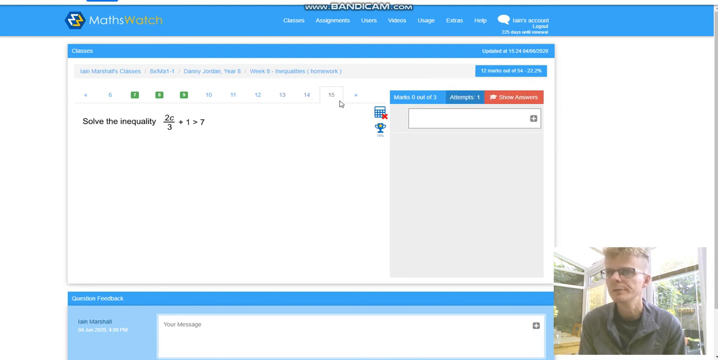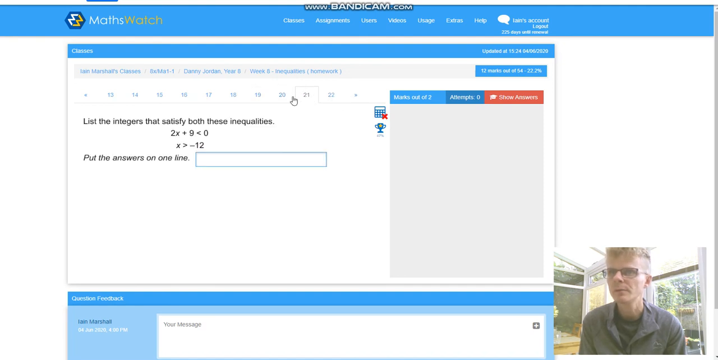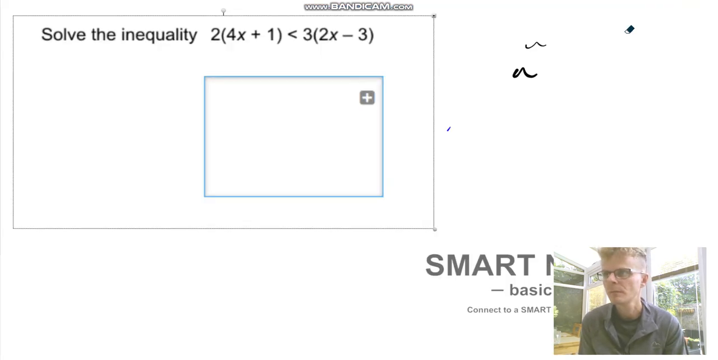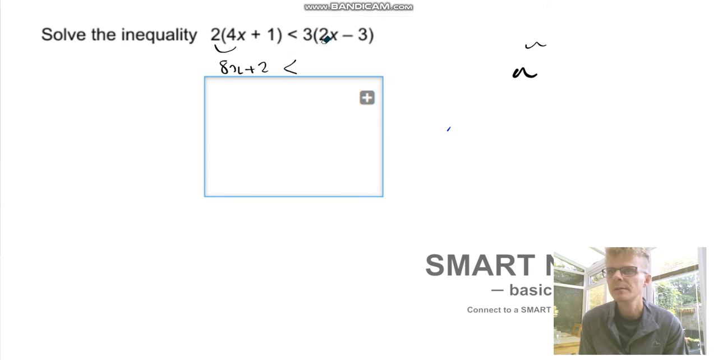So if we look through, all of these ones now can be solved in exactly the same way. Maybe we'll do one more. Let's try and find the hardest one, shall we? Let's do the hardest equation one. Okay, so like an equation, we see some brackets, so we'll expand them. So we've got 2 times 4x, so we've got 8x plus 2 is less than 6x minus 9. Okay, so I've expanded that.